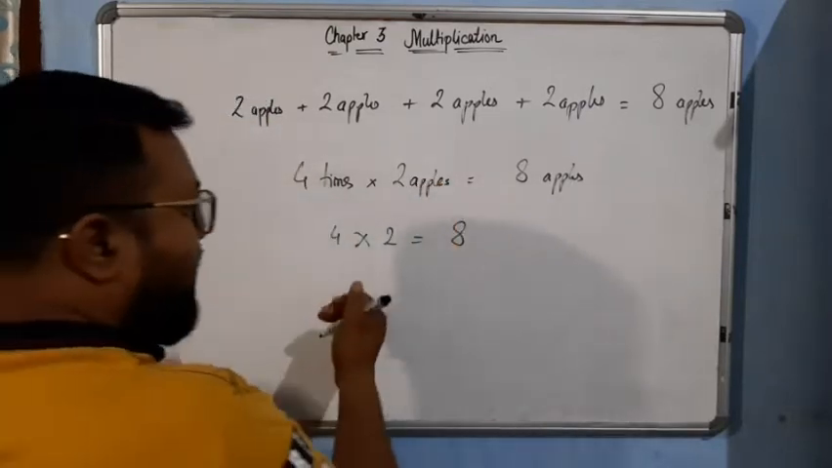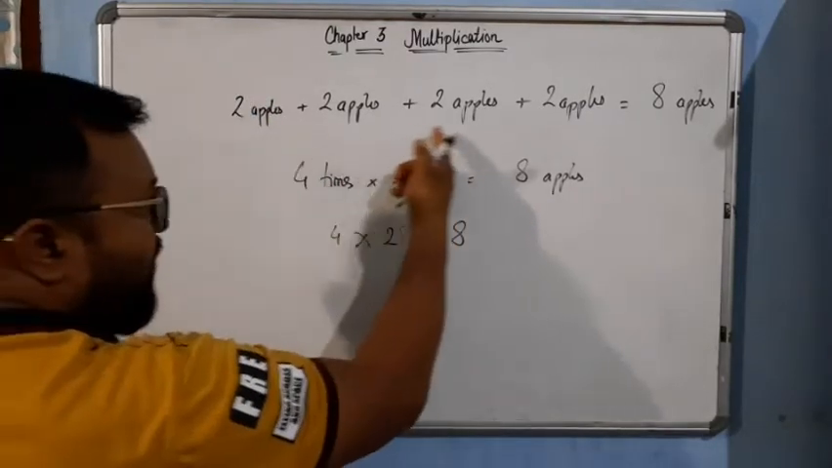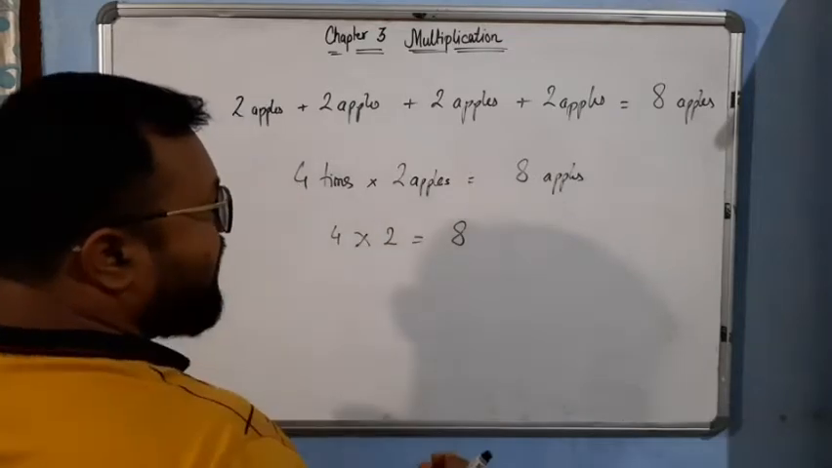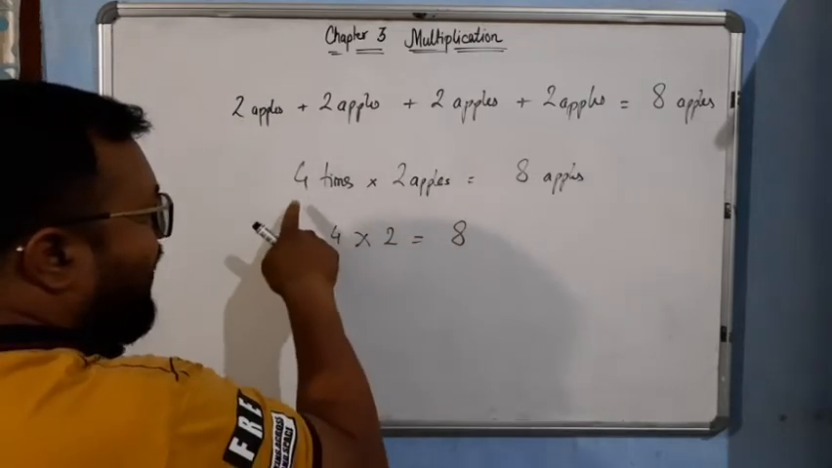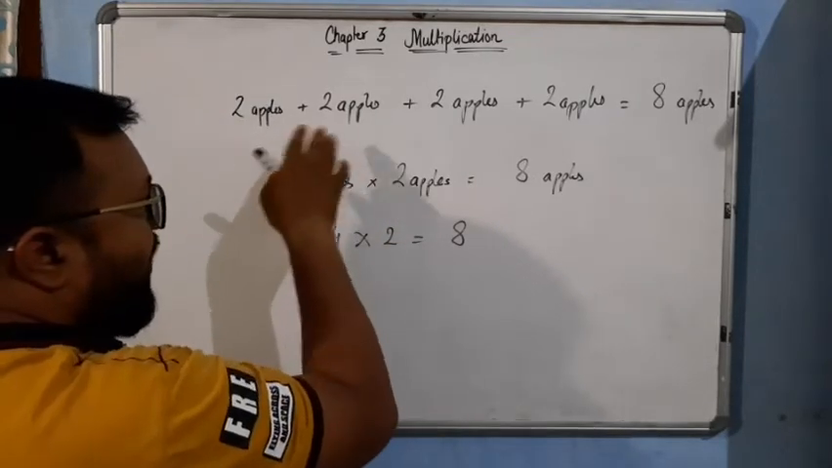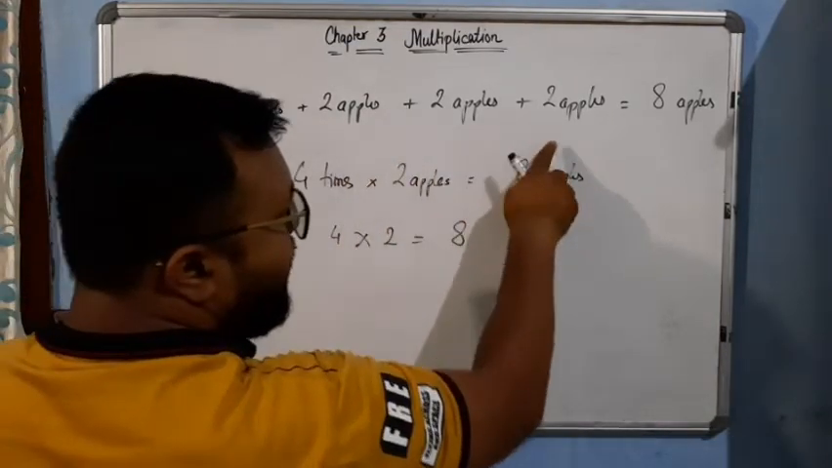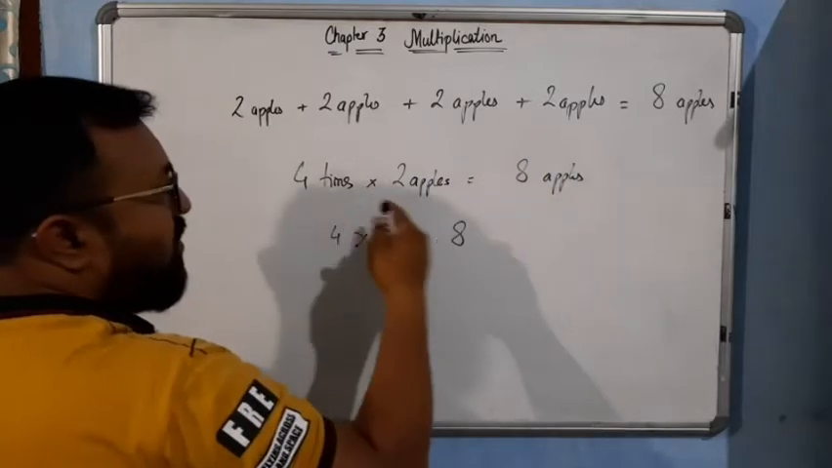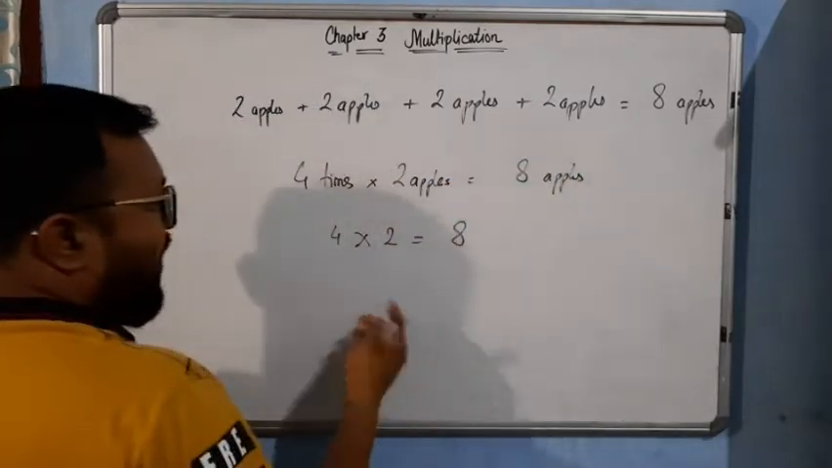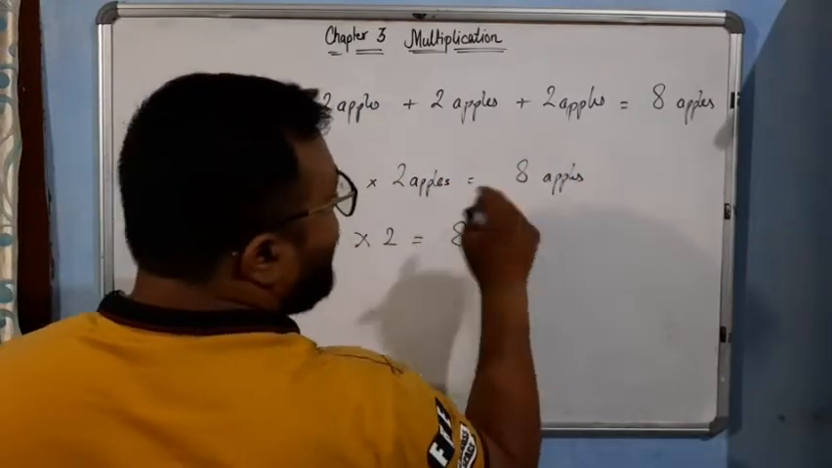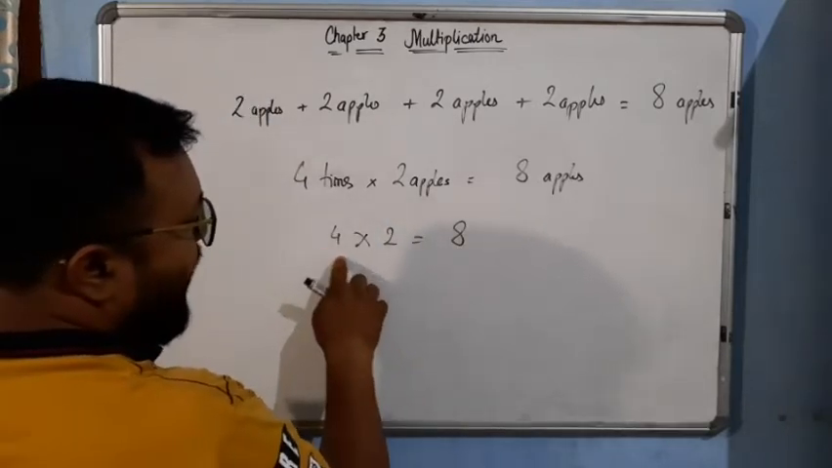So the process of adding a number of times, or we can simply write 4 times. Right now we have an example of 4 times. I have written 2 apples, 2 apples, 2 apples, 2 apples, 4 times. So it gives you how much? 8 apples. Same thing, we can write 4 into 2 apples gives you 8 apples. Or you can say 4 into 2 is 8.